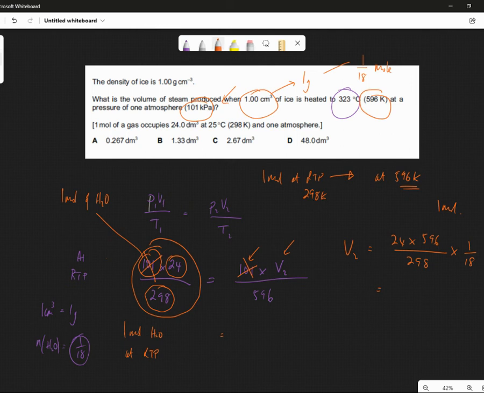All right, now, obviously I'm going to get my calculator out. So 24 times 596 divided by 298 equals that, divided by 18 is equal to that. And I get 2.67 decimeters cubed.